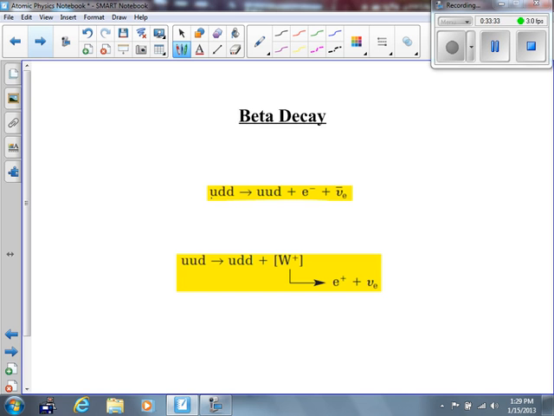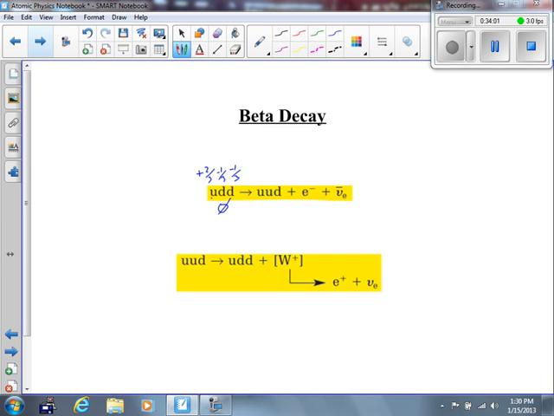So let's take a look at the charges here. The charge of an up quark is positive 2/3. The charge of a down quark is negative 1/3, and the charge of a down quark is negative 1/3. When we add those up, what do we get for a total charge? What kind of particle do we have there? That's a neutron. So an up, down, down is a neutron. We have three quarks combining together to form a neutron.